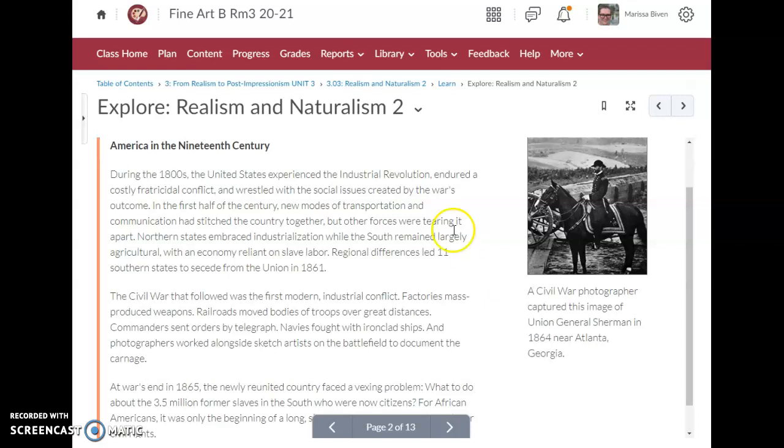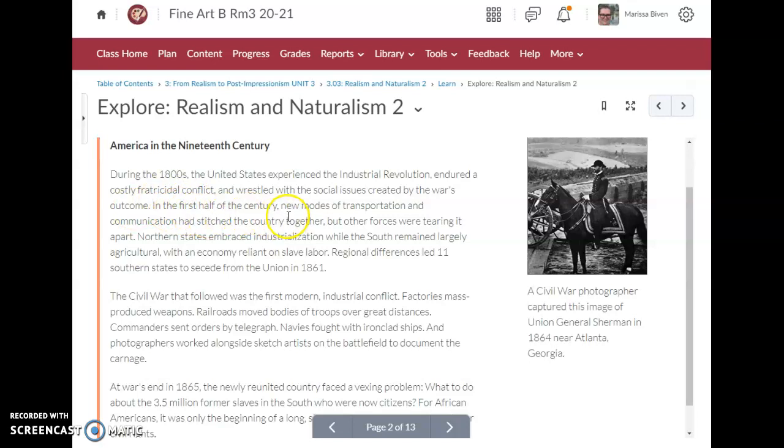So, during the 1800s, the Industrial Revolution came to the United States. The U.S. endured a costly fratricidal conflict. Fratricide means killing a brother, so this is a reference to the Civil War, a costly fratricidal conflict, and wrestled with the social issues created by the war's outcome. So once the war was over, we had social issues afterwards.